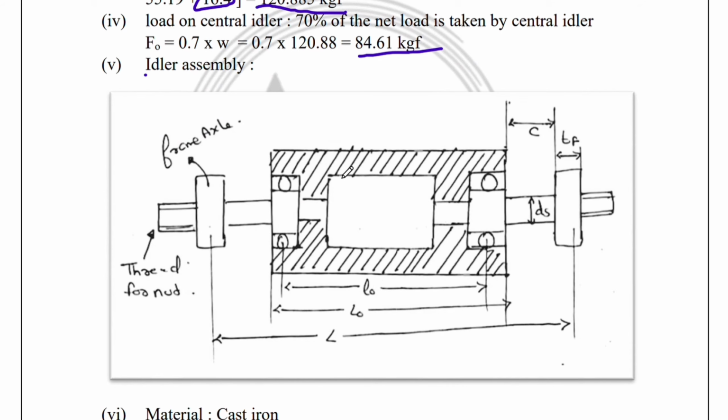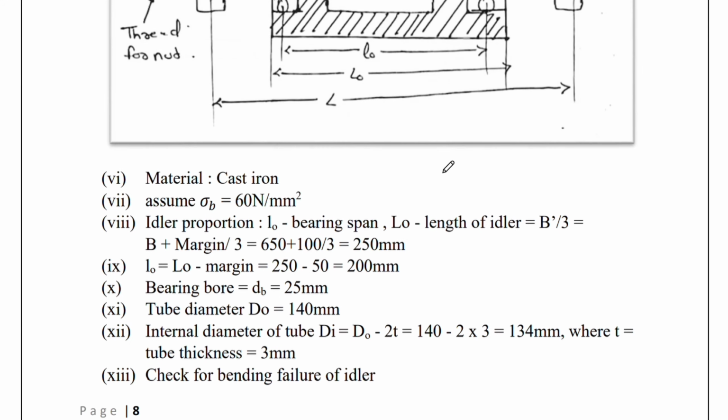Next, moving to the idler assembly. This is the diagram of the idler assembly. Make sure you draw it, as it is important in the exam. Next, we go to material. We select cast iron as the material for the idler, and we assume sigma B is equal to 60 Newton per mm square.